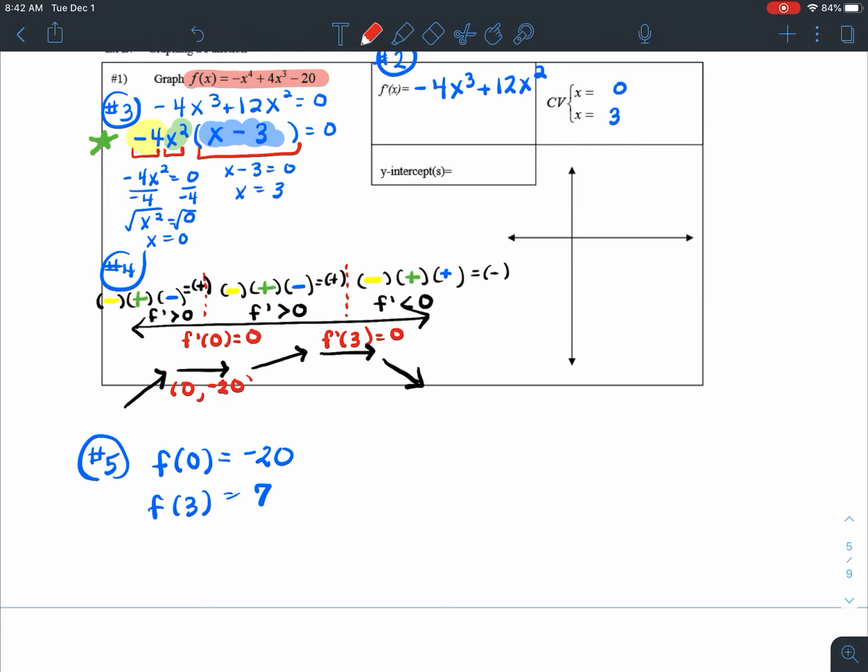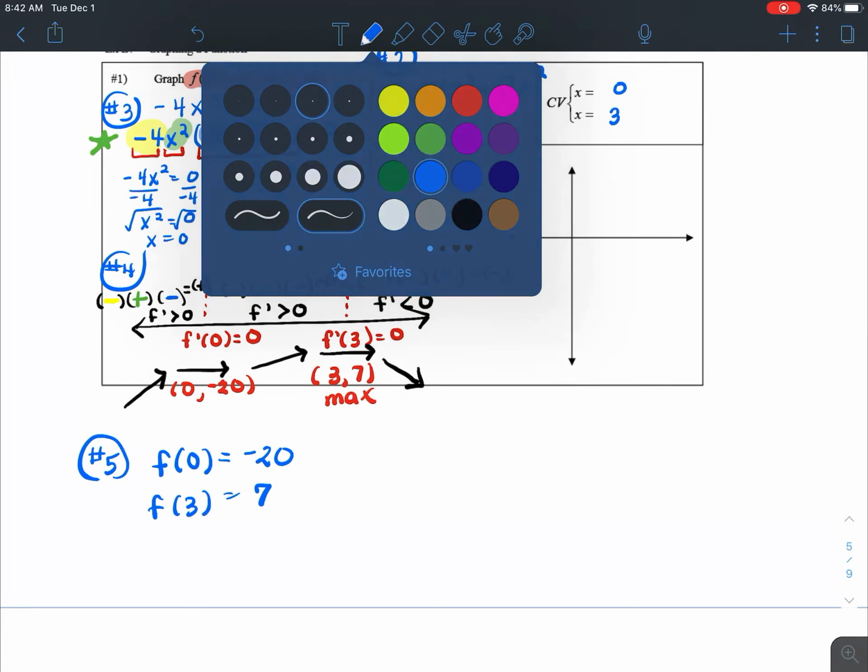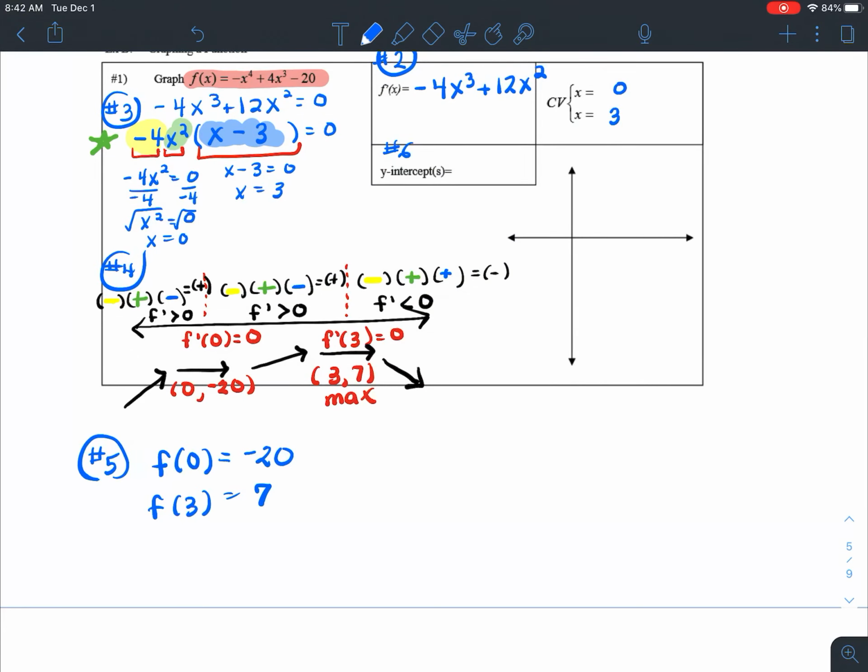So let's add those final pieces to our sign diagram. I have no label for that, but for 3, 7, I'm definitely calling that a max because it was going up, flat, and down. Step number 6 is my y-intercept, me plugging 0 into the original. Well, it kind of feels like I already did that because 0 was a critical value. So that's my y-intercept, okay?